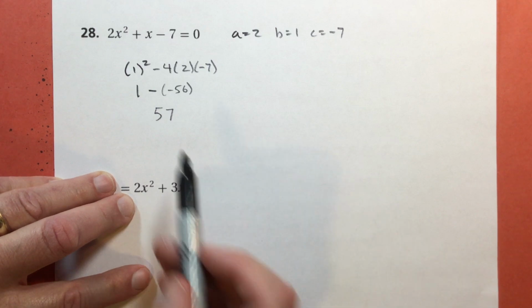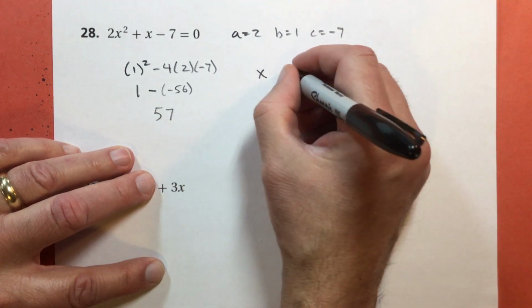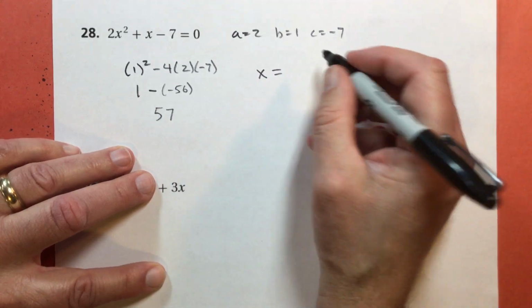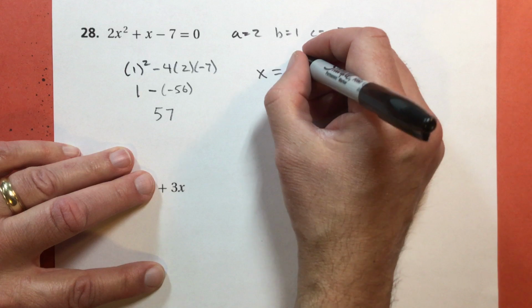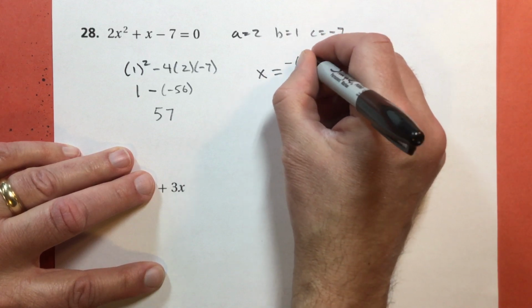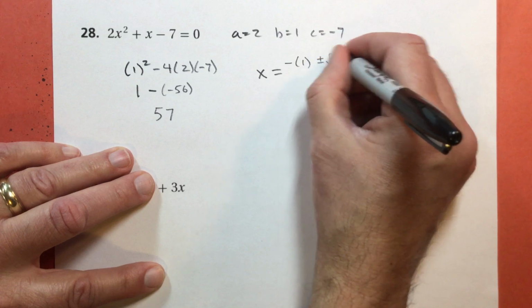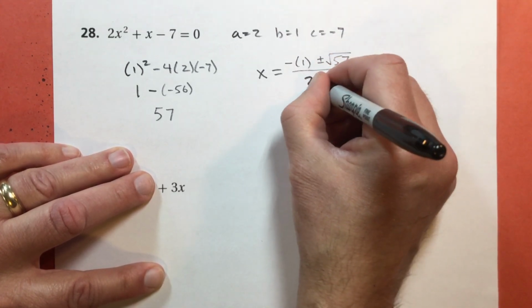What does this mean? I don't know what the square root of 57 is. So this cannot be factored. My solution is going to have a square root in it. So I get the opposite of 1 plus or minus the square root of 57 divided by 2 times 2.